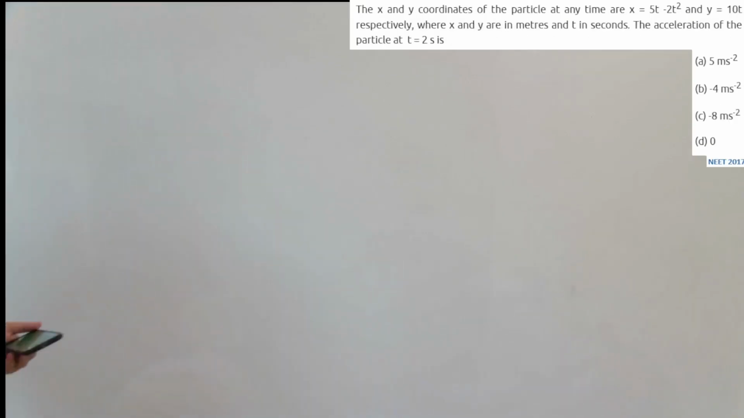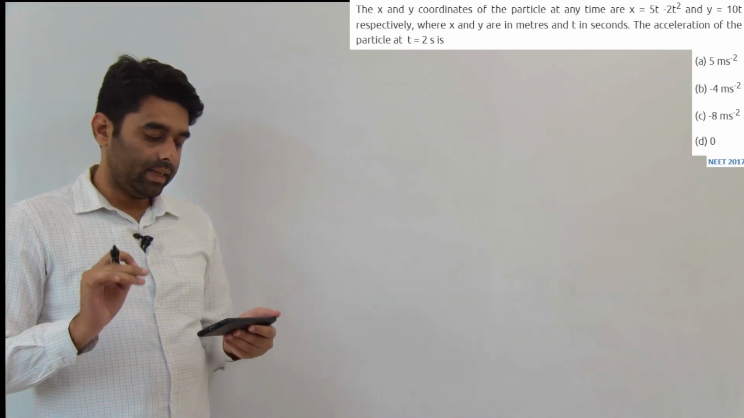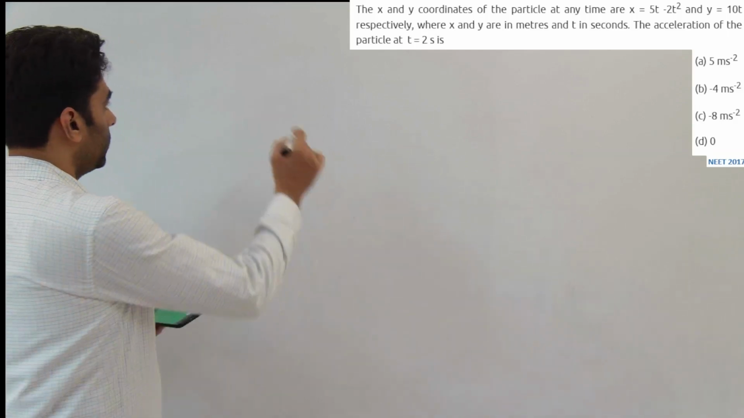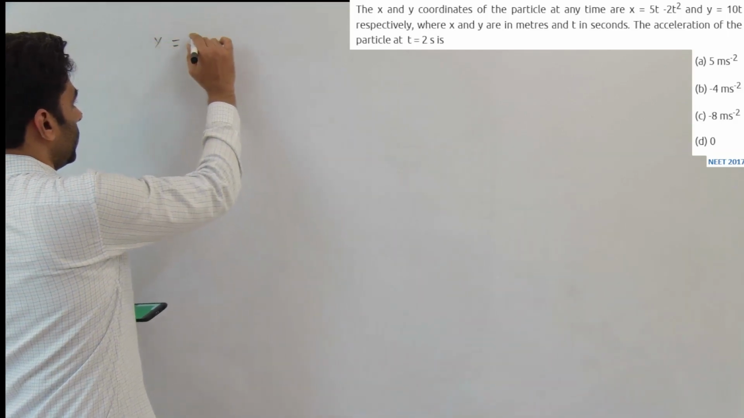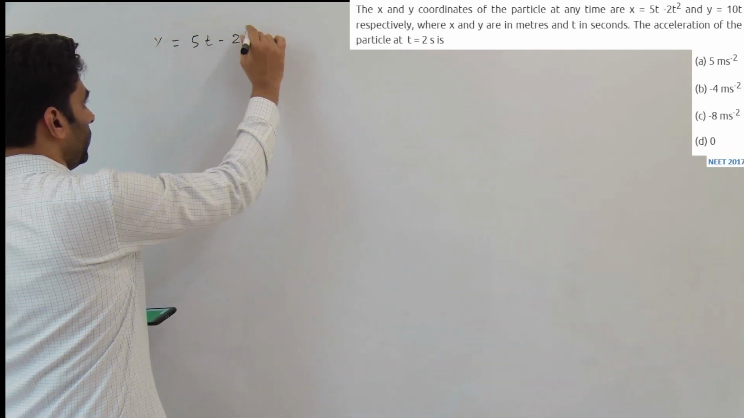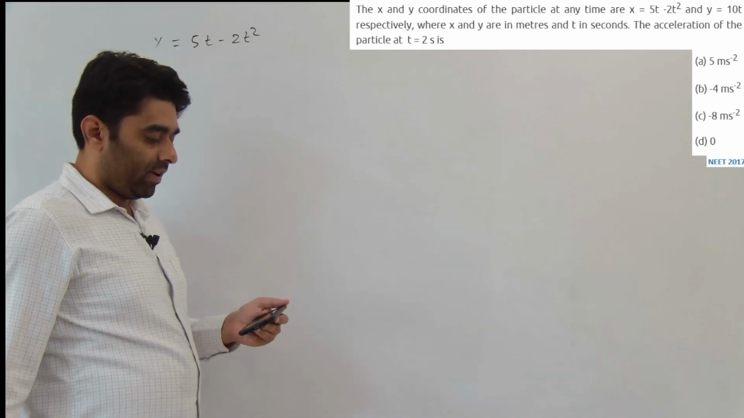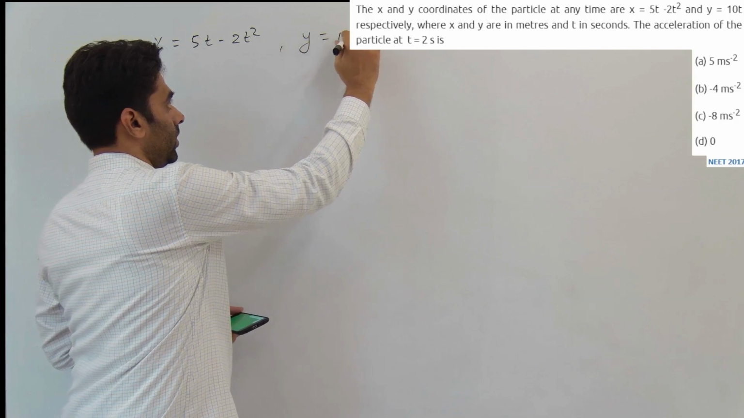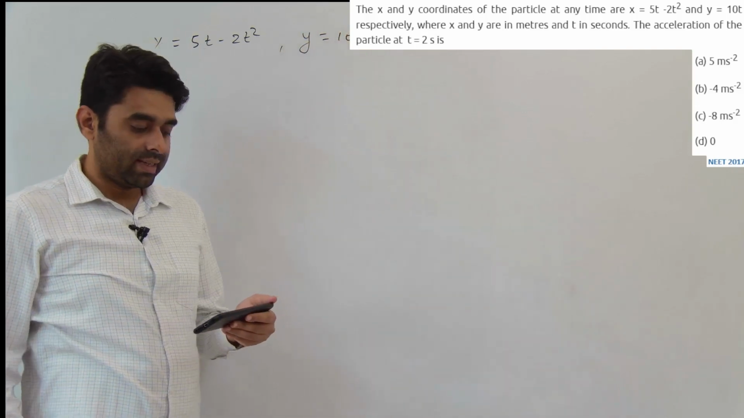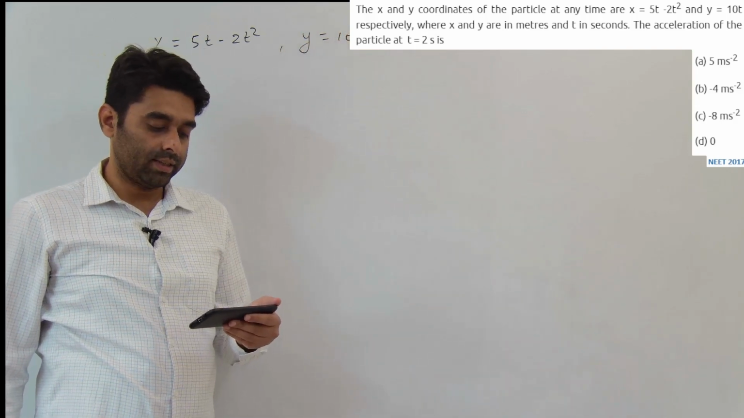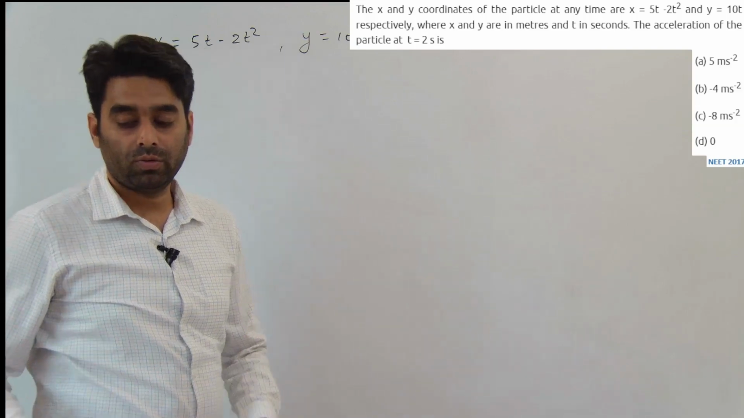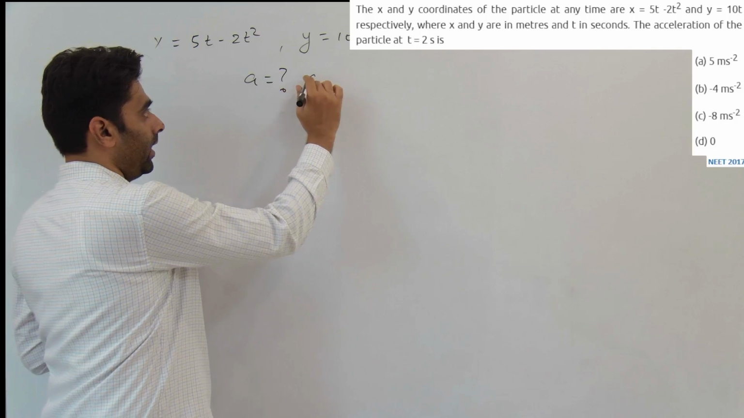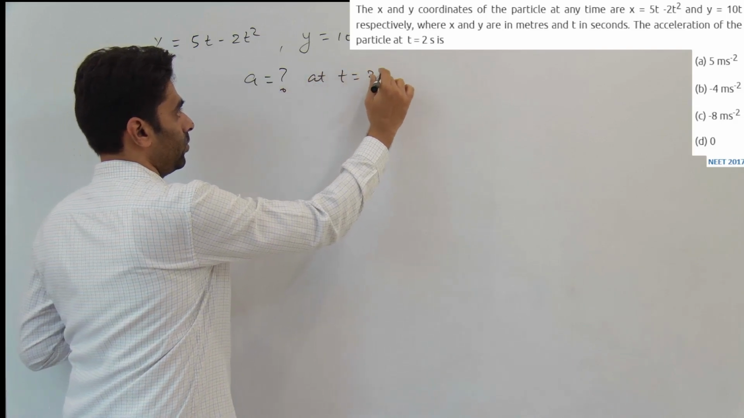Yeah, so the question says, the x and y coordinate of a particle at any time t, x is equal to 5t minus 2t square, and y is equal to 10t respectively, where x and y are in meters and t in seconds. The acceleration of the particle at t equals 2 seconds. Acceleration they are asking at t equals 2 seconds.